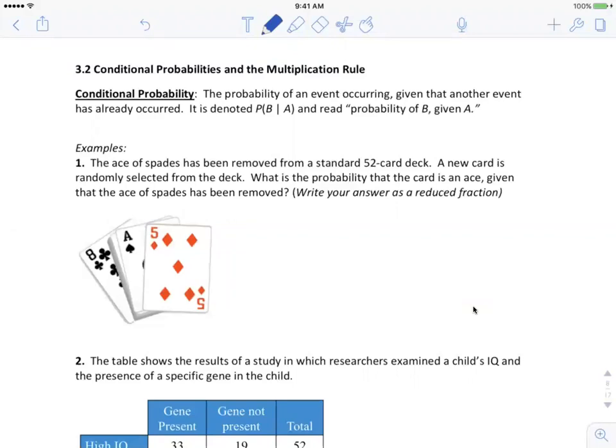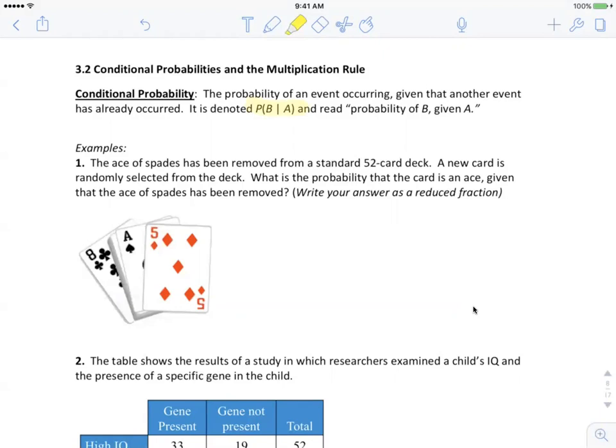So to start it off, let's look at what conditional probability is. This will make no sense, but maybe more sense once we do an example. It's the probability of an event occurring given that another event has already occurred, and we have a notation for it. So when you see this notation, you read that as the probability of B given that A has happened. All right, so we're looking at probabilities where we know something has already occurred, which sometimes will change the probability of the next thing happening. That makes sense? Let's look at some cards and try to make sense of this.